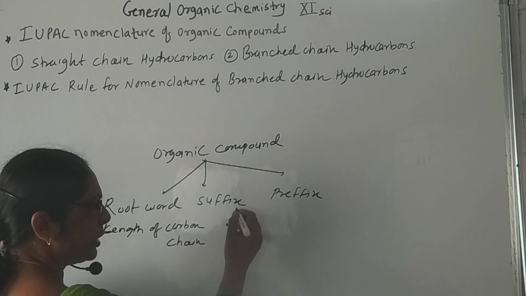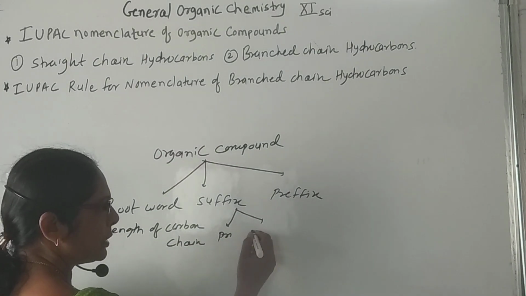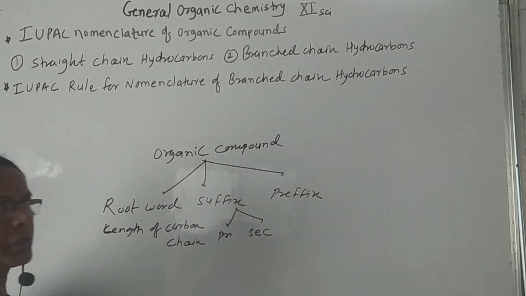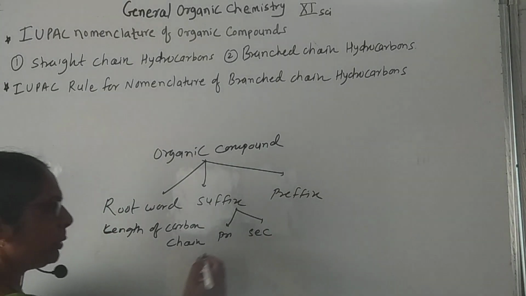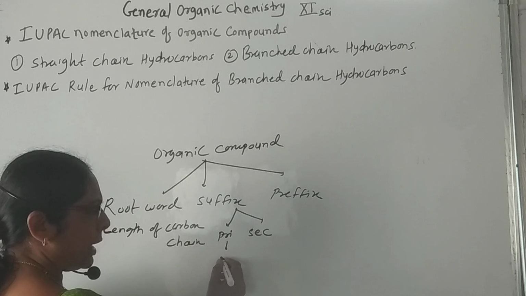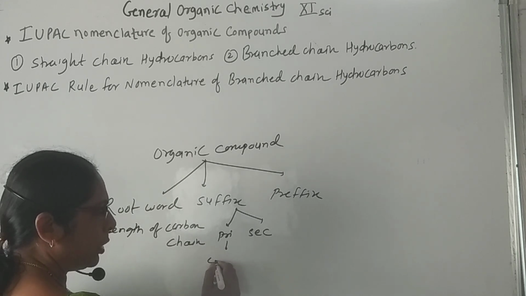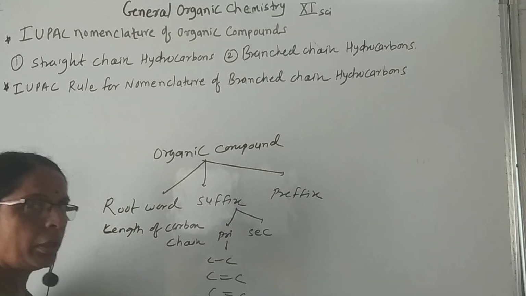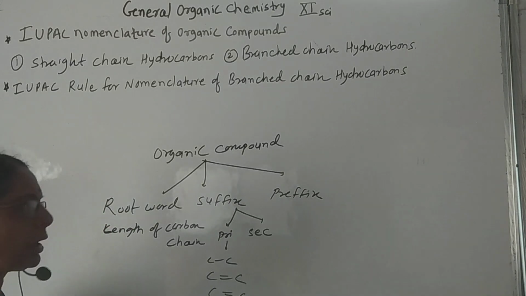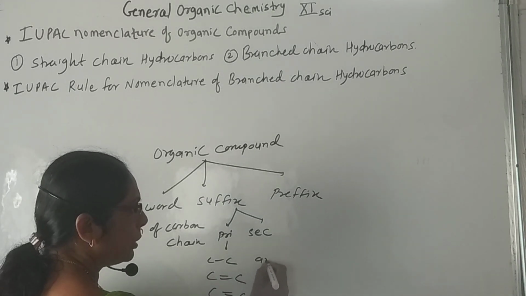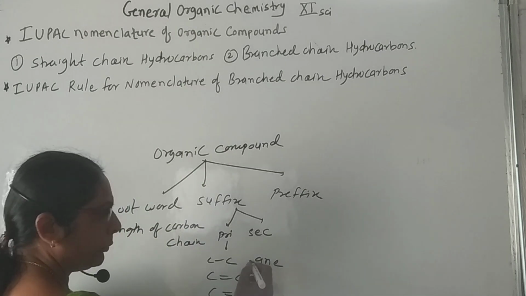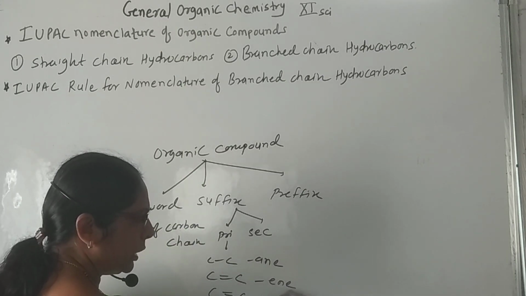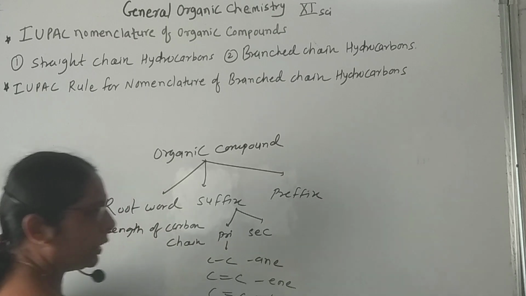Suffix is again of two types, primary suffix and secondary suffix. The primary suffix gives an idea about whether it has a carbon-carbon single bond, carbon-carbon double bond, or carbon-carbon triple bond. If the given organic compound contains a carbon-carbon single bond, we use the suffix ANE. For a double bond, we use ENE. For the triple bond, we use YNE.